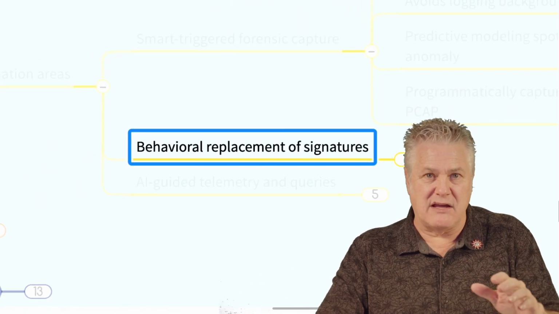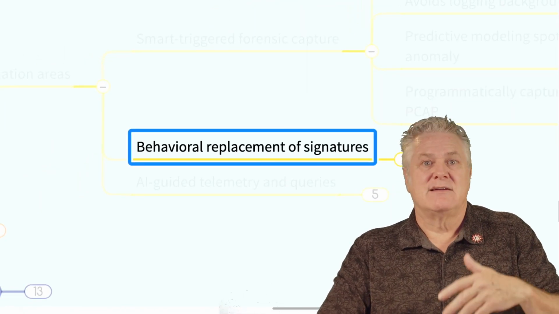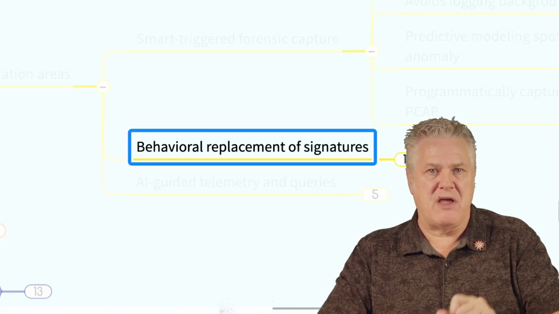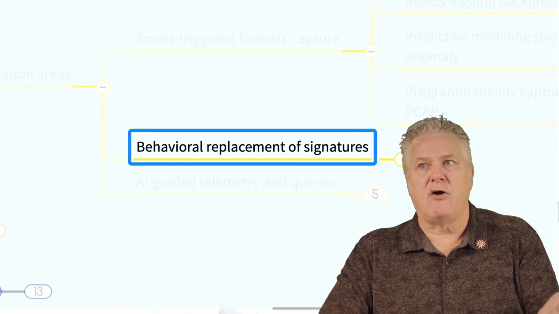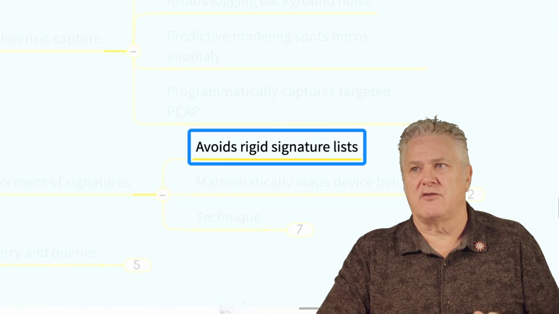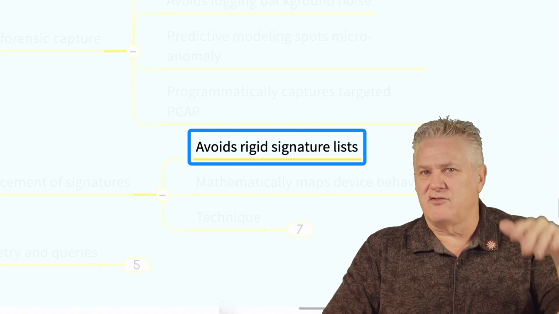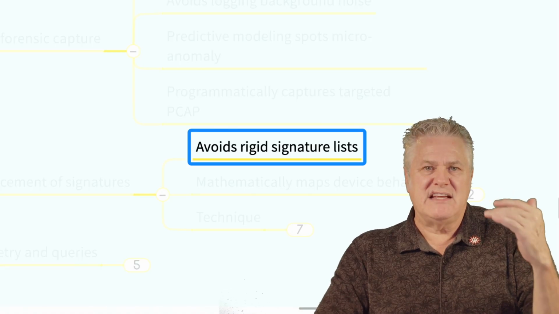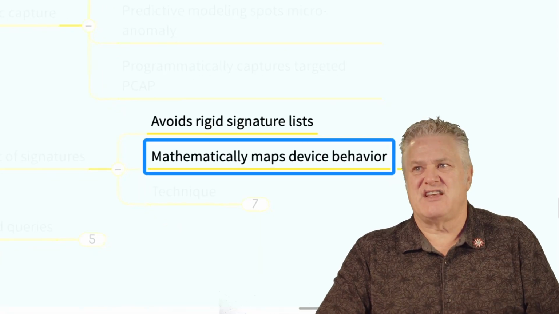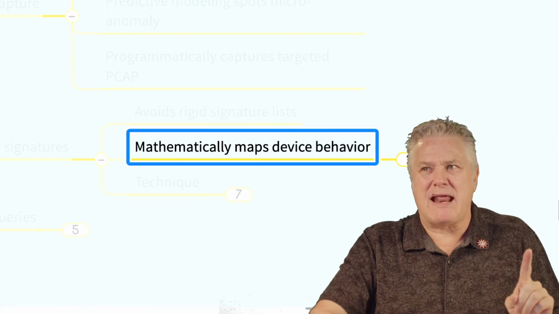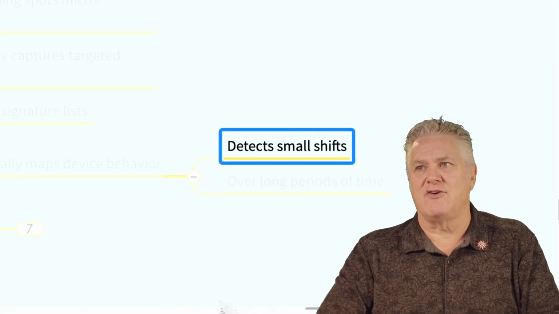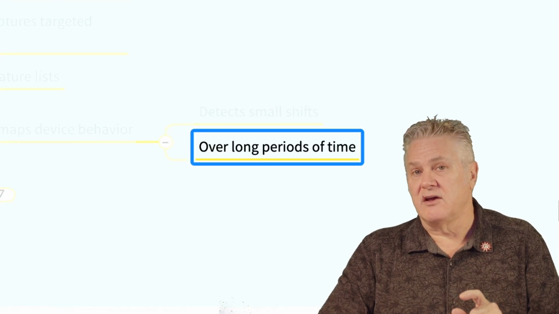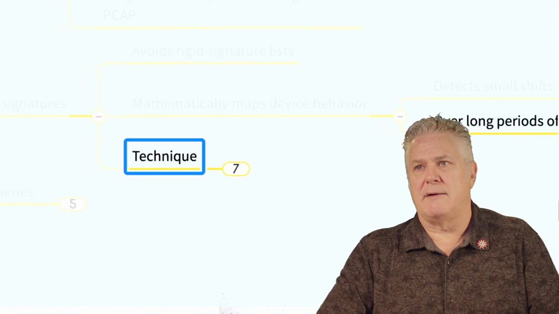That's just amazing to me. That will be a huge data savings area within our network if we tune well and we have the right tools. Now we can also look at behavior replacement of signatures. Like I said, those thousands of regexes that we want to put out there, we don't need to do those anymore because we don't need those rigid signature lists. What we can do is mathematically map a particular device's behavior and detect those small shifts that are happening, and this is really key, over long periods of time.